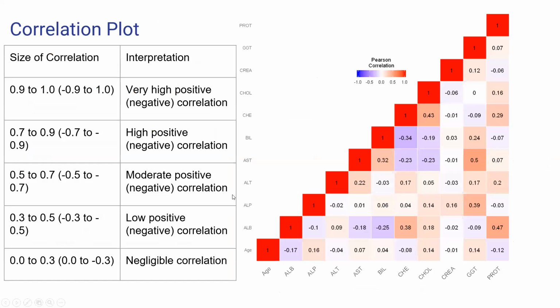There is a correlation plot which contains 5 sides of correlation, where moderate positive correlation is from 0.5 to 0.7. Low positive correlation is from 0.3 to 0.5.